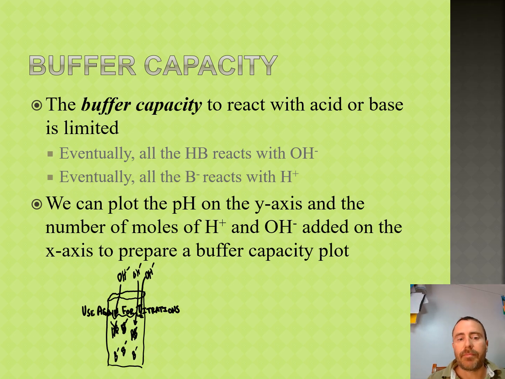So its capacity is how much strong base, in this case, could I add until I ran out of weak acid? Or vice versa, how much strong acid until we react with all of it and exhaust it. Well, we can plot this. When we plot these things, we're going to put the pH on the y-axis. Y means the up and down axis. And the number of moles of either our strong acid or strong base that we're adding along our x-axis. So let's see that on our next slide.